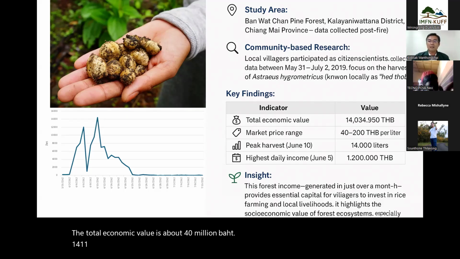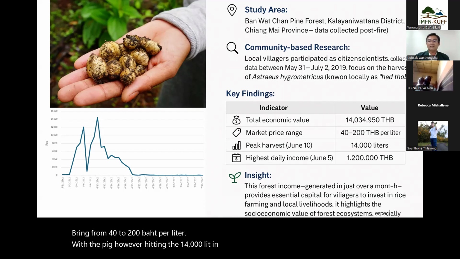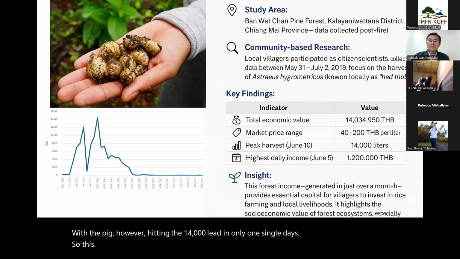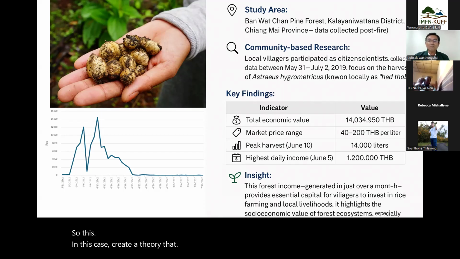14 million baht that was generated in just 1 month. In just 1 month. And the market price ranged from 40 to 200 baht per liter, with the peak harvest hitting 14,000 liters in only a single day. So this, in this case, created a theory that post-fire ecosystems can provide a short-term but significant economic benefit to local communities.